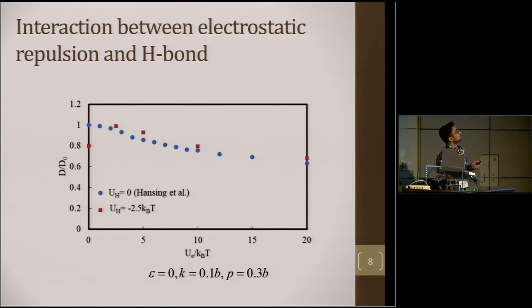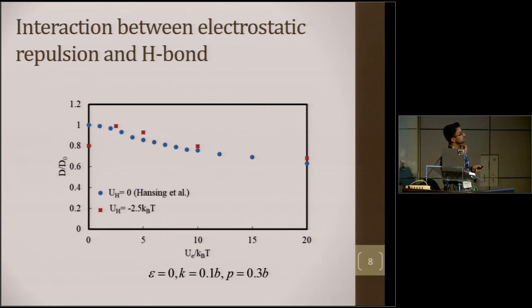Then we introduced the H-bond interaction to our model, and we excluded the steric repulsion to focus on the interaction between electrostatic and H-bond. If we have electrostatic attraction and H-bond attraction, the results can be predicted easily, and that's not interesting. That's why we consider electrostatic repulsion and H-bond attraction.